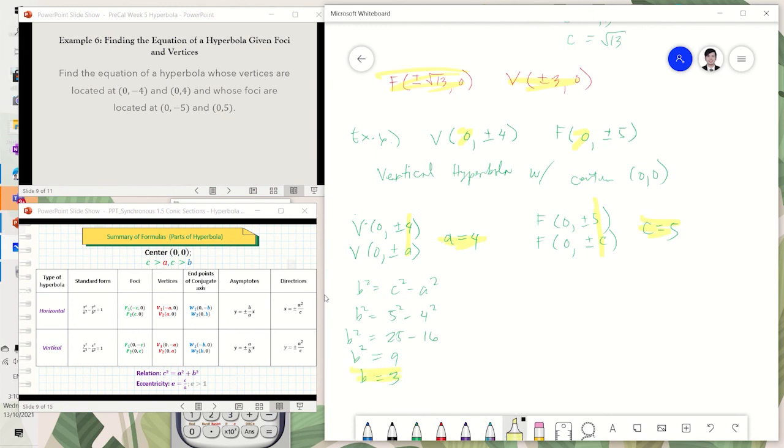So there you go. You just have to use the standard form for a vertical hyperbola with center at the origin (0, 0). Then substitute. A is 4 and 4 squared is 16. B is 3, so b squared is 9. So this is now our final answer.